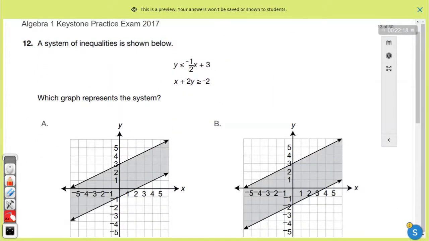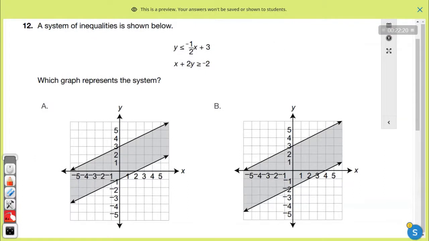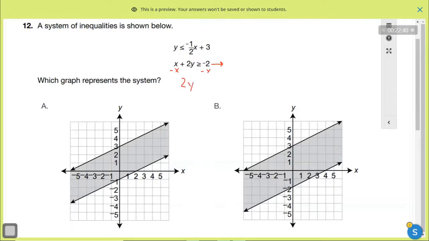All right, let's look at our next question. In our next question, a system of inequalities is shown below. Which graph represents the system? All right, well, the first thing that I would do is simplify or solve this second inequality so it is all set for y. In this case, I'm going to subtract x from each side, giving me 2y is greater than or equal to negative x minus 2. And then I'm going to divide by 2 on both sides.